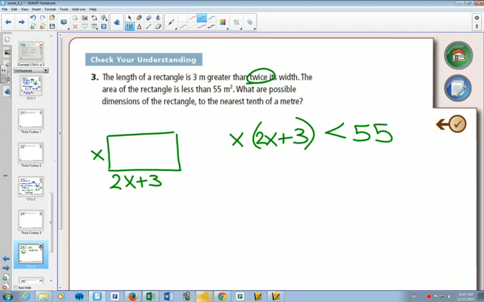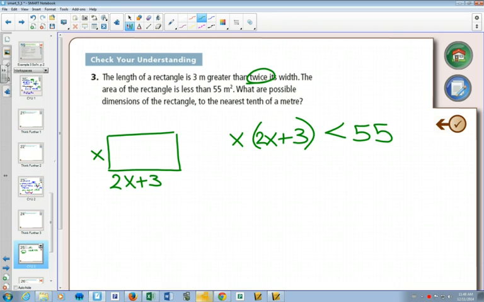0? Does 0 make a rectangle, though? It's a good question, but I don't know if 0 would make a rectangle. Can you draw me a rectangle with one side 0? No, that's kind of hard. Negative numbers wouldn't work. Another x value that would work would be 25. So if x is 25, then this side would be 53. And 25 times 53 is a big number. Is it less than 55? No, I don't think so.